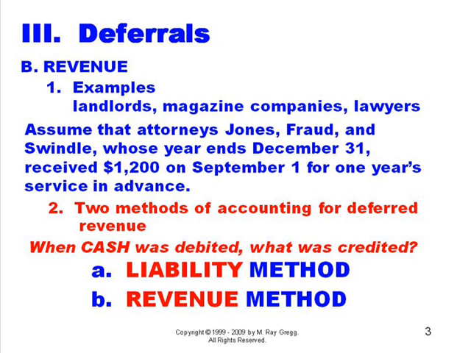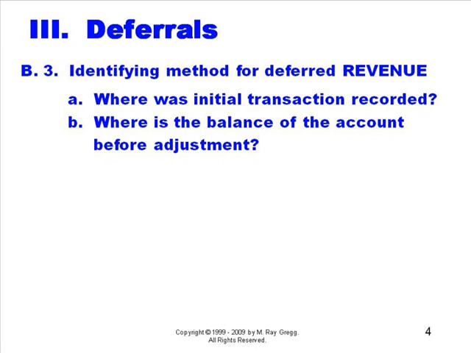You've got 2 choices. Credit the liability or credit a revenue account. Let's go down each of those paths. Let's see how that works out. One of the things that students ask me is, how do you know which method they're using? Well, one of those is, where did you write it down originally? When you debited cash, what did you credit?